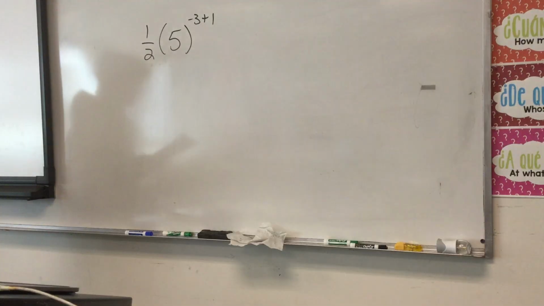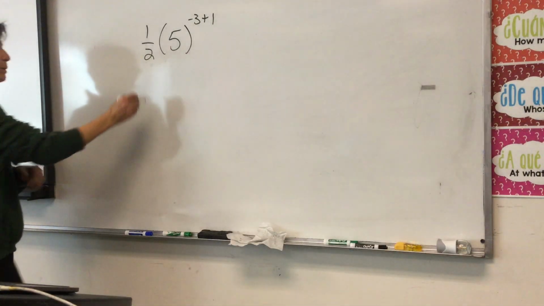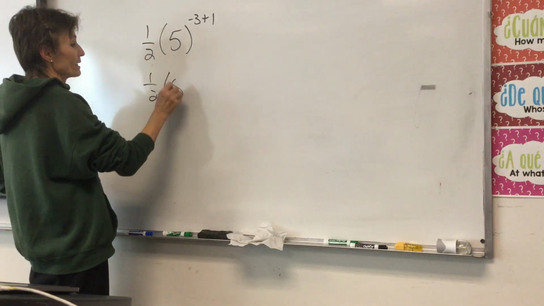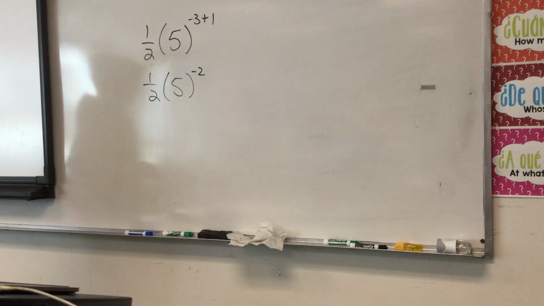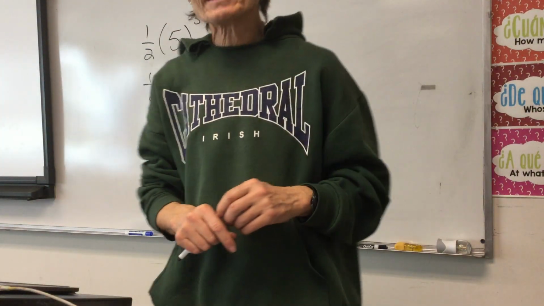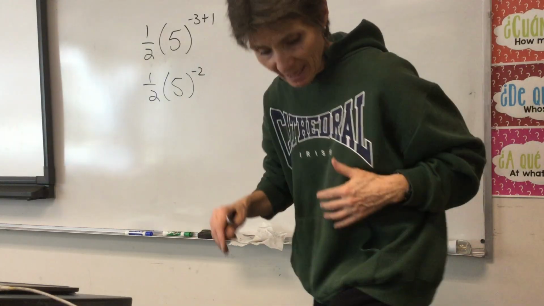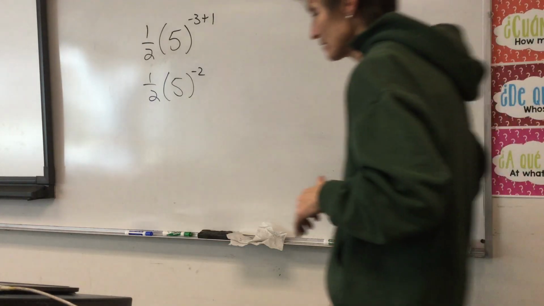Like any function, you're just plugging in negative 3 for x. So when I plug in negative 3 for x, my exponent becomes negative 2. Now, I need to remember how negative exponents are handled. What does 5 to the negative second mean?